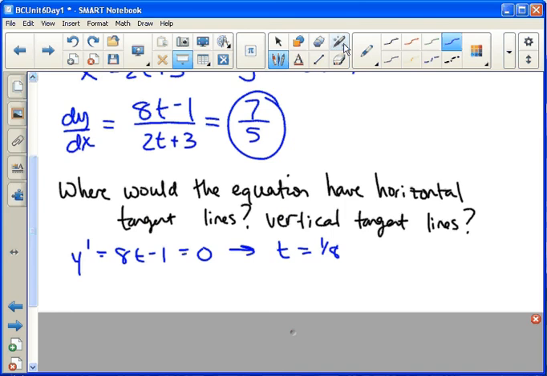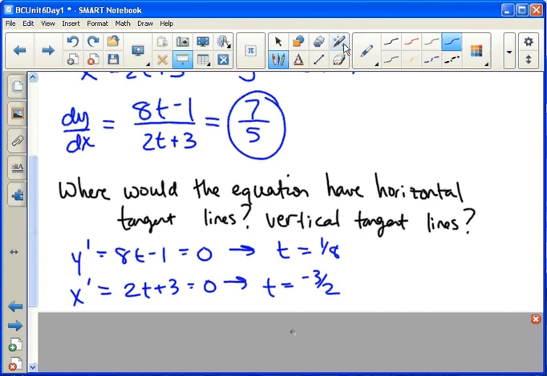Now vertical tangent lines are going to happen when our slope is undefined, and a fraction is undefined when its denominator is equal to 0. And its denominator is x prime. So we take x prime and set it equal to 0. That gives us the time at which a vertical tangent line would happen.